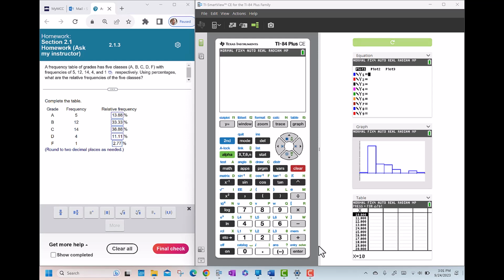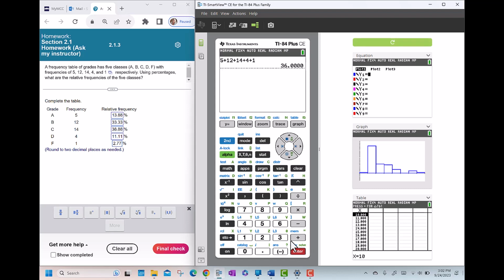Okay, rather than do these by hand or individually, I'm going to use the TI to make quicker work of this. So I know I want the relative frequencies, which means I have to divide each of these frequencies by the total number of frequencies. So I'll start by adding these: 5, 12, 14, 4, and 1.